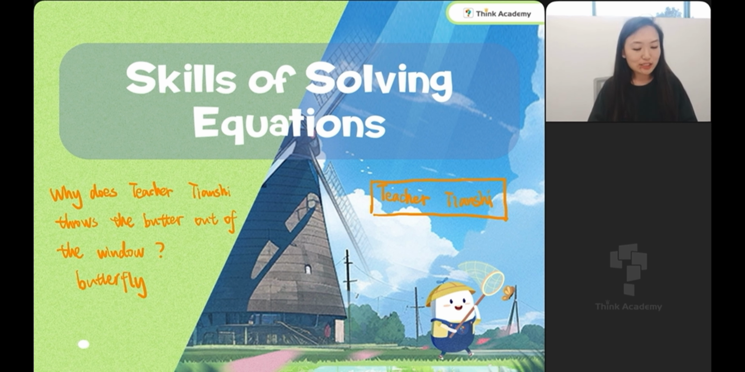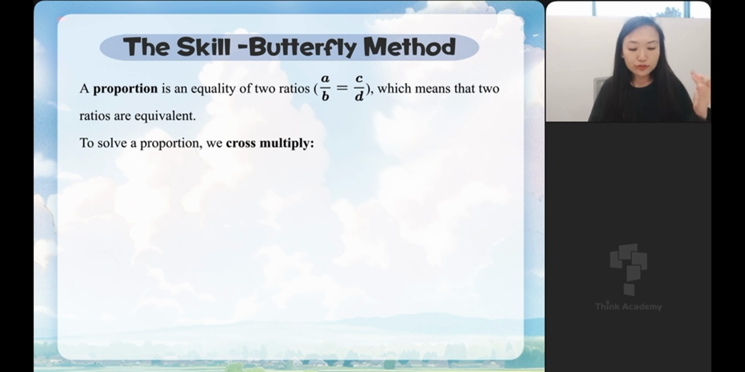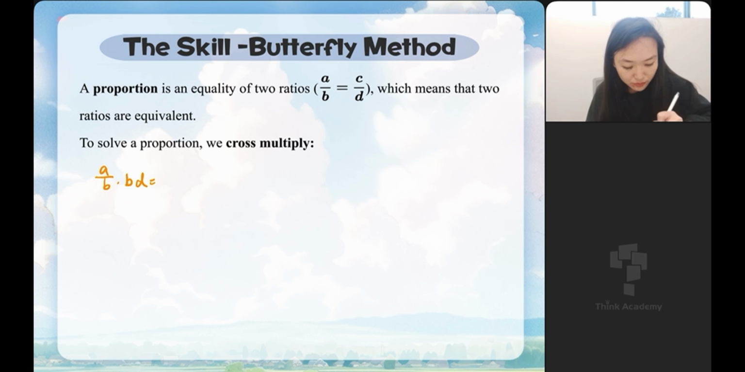Okay, so actually the skill that we're going to talk about today is also called the butterfly method. For example, for the butterfly method, if we have a proportional equation, say A divided by B equals C divided by D, we can multiply the least common multiple on both sides of the equation. So we get A divided by B times BD equals C divided by D times BD.